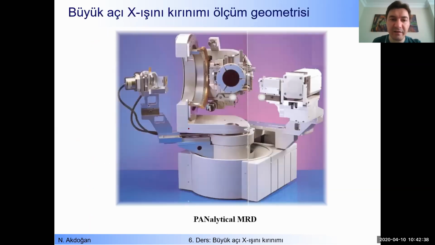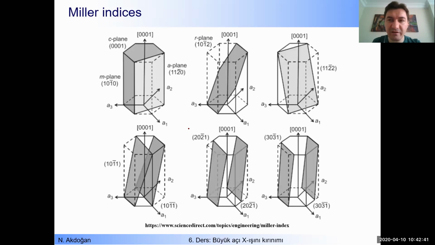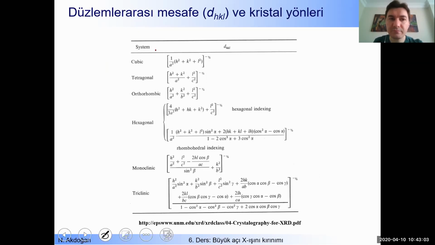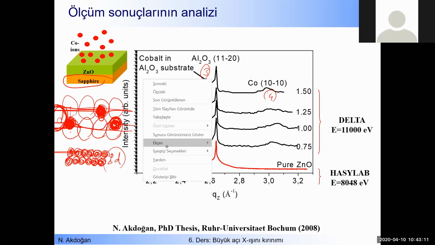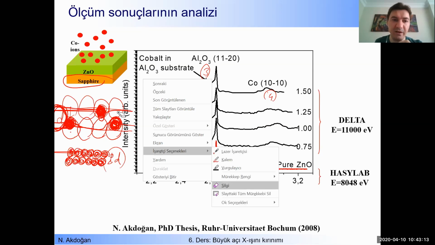Zinc oxide has a hexagonal crystal structure, and the interplanar distance here for one surface is decreased a little bit because some portion of the zinc atoms in the hexagonal crystal structure is replaced by the cobalt atoms. Is it clear, Mergim, now? Yes. Okay. If not, please let me know, then I can try to explain in another way.